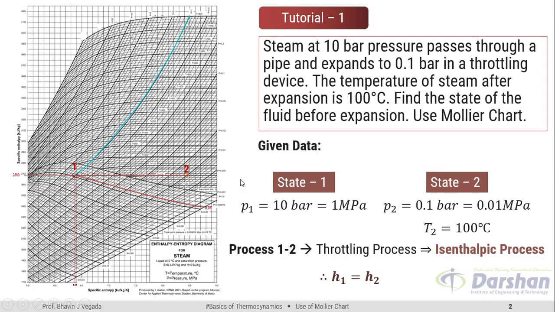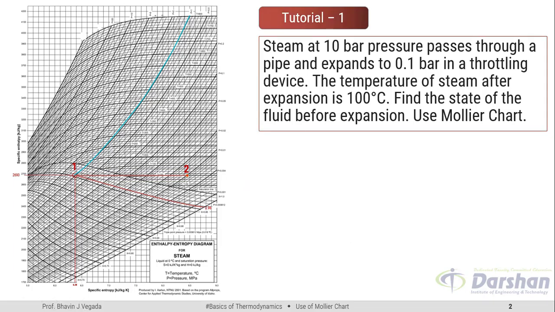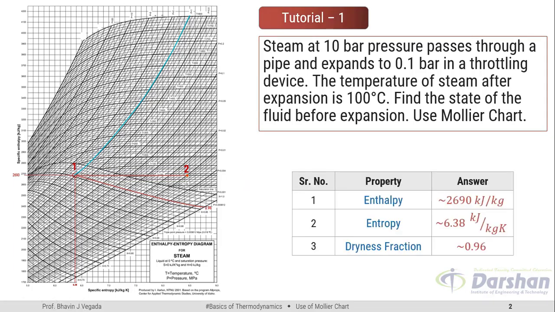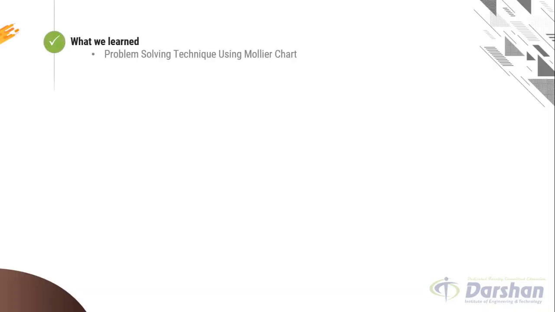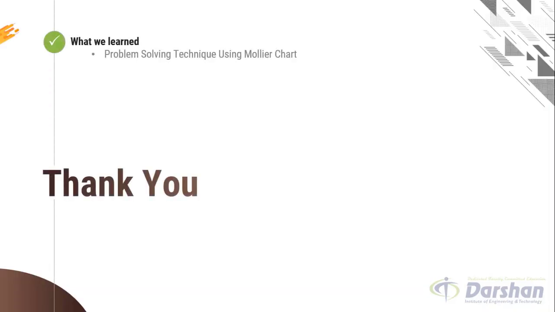So we can list out these properties in a table like this. Enthalpy before the expansion is about 2690 kilojoule per kg. Entropy before the expansion is 6.38 kilojoule per kg Kelvin, and the dryness fraction is about 0.96. So in this video we have learned the problem solving technique using the Mollier chart. Thank you.